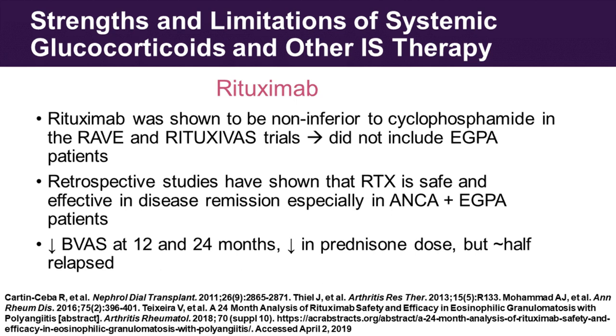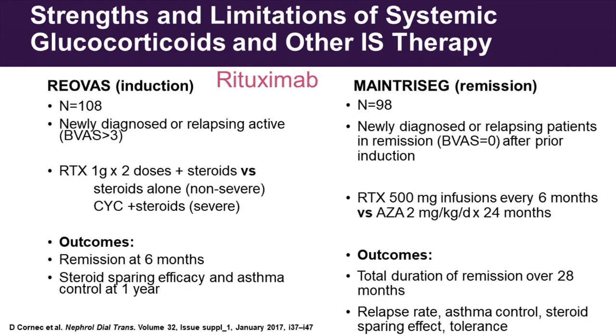But luckily, we're moving towards some randomized trials. So the REOVAS trial is currently going on, looking at rituximab induction specifically in EGPA patients. And of course, we're looking at remission and steroid-sparing effect. And then the main RITSEG trial is looking again at EGPA patients and looking at maintenance of patients who are in remission and trying to see if we can keep them there with rituximab versus azathioprine. So similar to what has been done in the other ANCA vasculitis, we're actually trying to start getting some information specific to our EGPA patients. So hopefully that will help answer some of these questions about rituximab and its efficacy in EGPA.